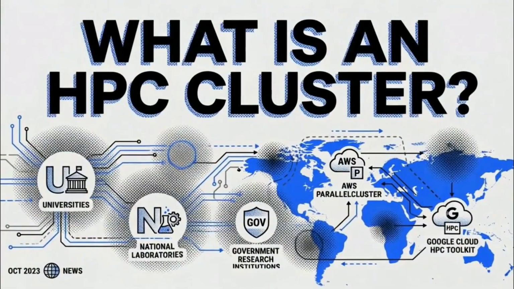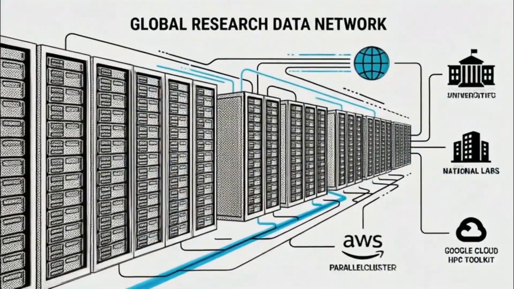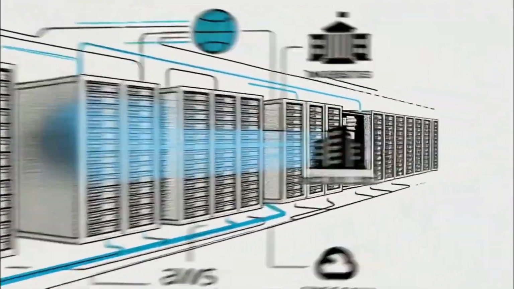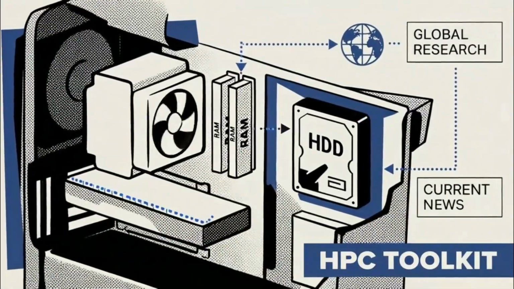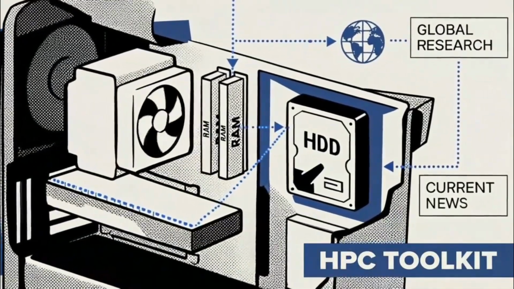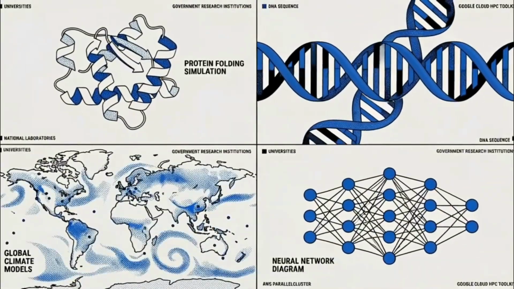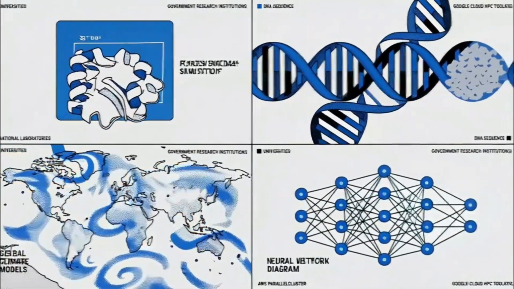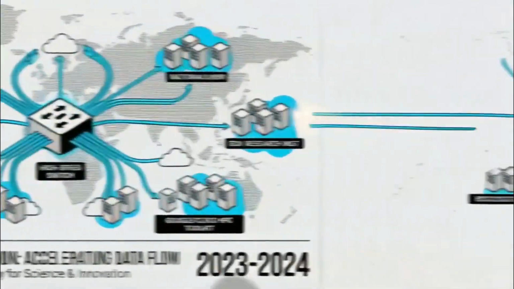What an HPC cluster is. A high-performance computing cluster is a collection of interconnected computers, called nodes, that work together to run computationally intensive workloads that a single machine could never handle in a practical time frame. A standard workstation has a limited number of CPU cores, a fixed amount of memory, and fixed storage.